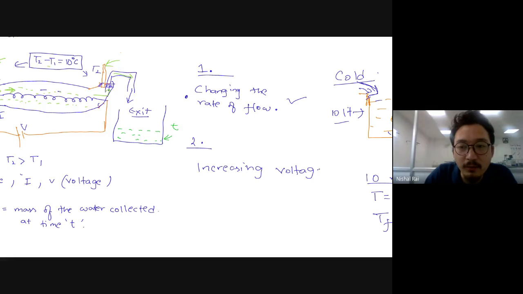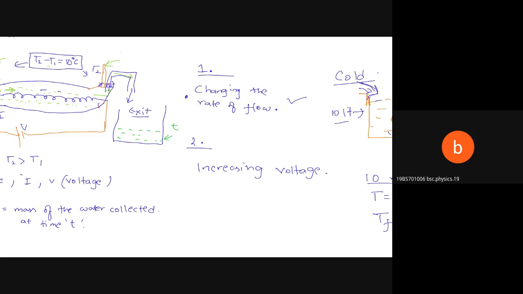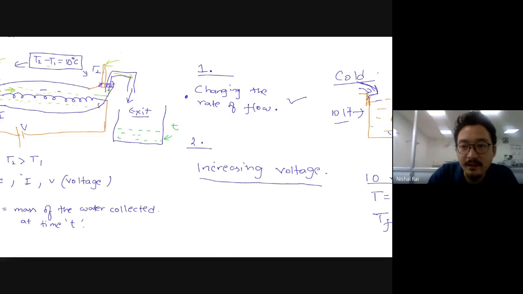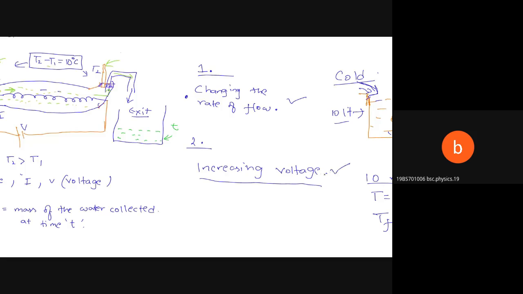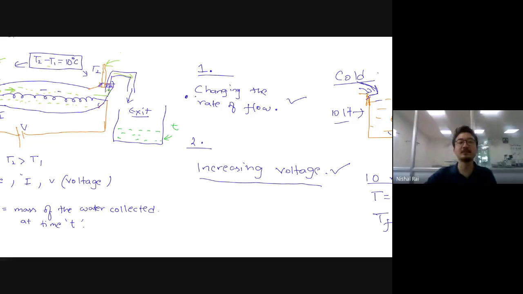If you increase the voltage, it will start heating the water faster. Yes, sir, you have already said that. Okay. So sir, these are the two ways in which you can make the difference of the water temperature to be 10 degrees Celsius. Clear?